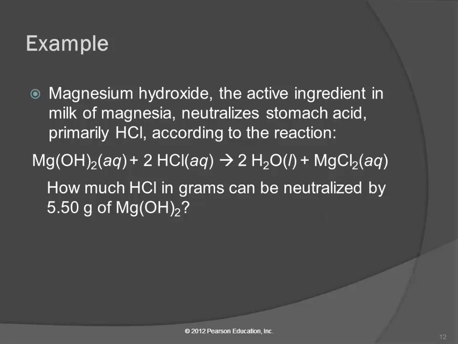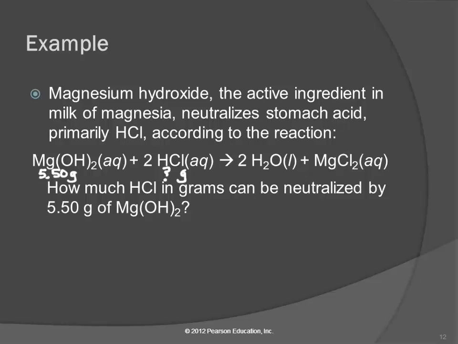Okay, so how much HCl in grams? So under HCl, I'm going to write a question mark and gram. That's what I'm trying to find. And then it's asking, it says 5.50 grams of magnesium hydroxide. So under that, 5.50 grams of that.